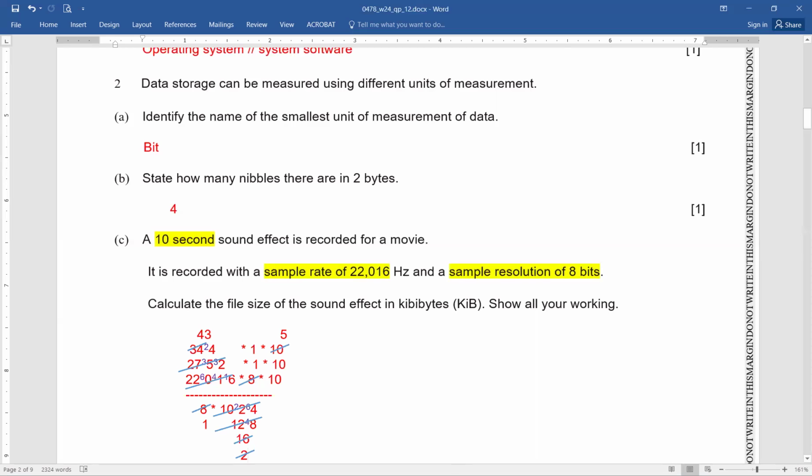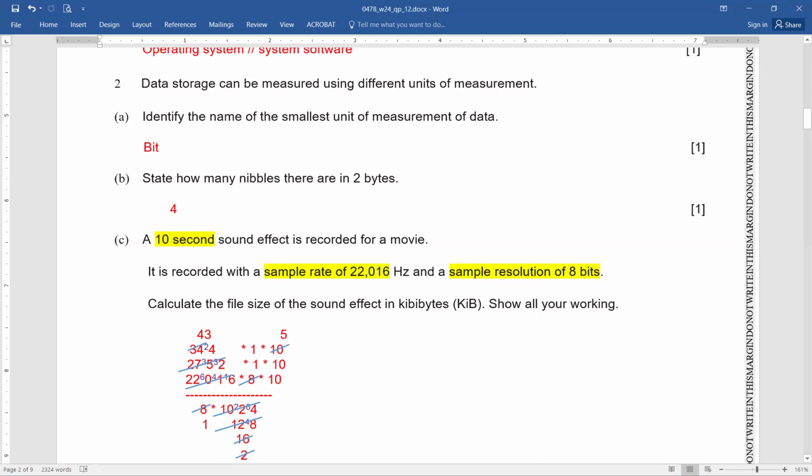This is what I was saying. 22016 multiplied by 8 multiplied by 10 is your numerator. Then denominator is 8 into 1024. And we have simply cancelled out 8 and 8. And we are left with 22016 into 10 in the numerator and 1024 in the denominator. And we simply did what? For your convenience, I've done it. Let me tell you, I've actually divided 1024 and 22016 by 8.